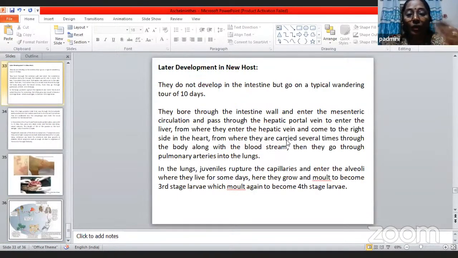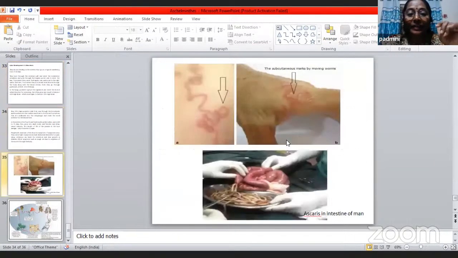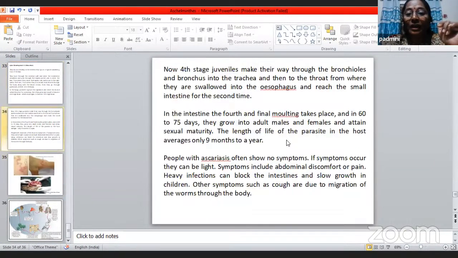So these are all what I was talking about. I'm not going to read everything again, so you'll have to remember all this. And what I want you all to remember is the final molting, that is the fourth stage molting, takes place in 60 to 75 days. That is almost 2 months, two to 2.5 months from the day they enter and become the adult. It takes 60 to 75 days.